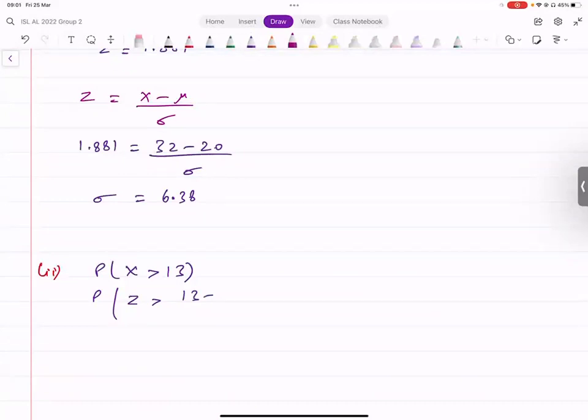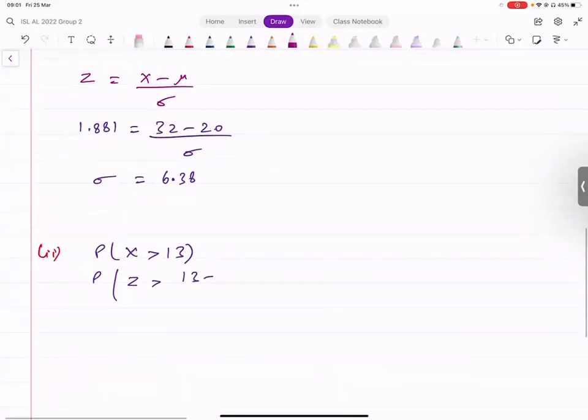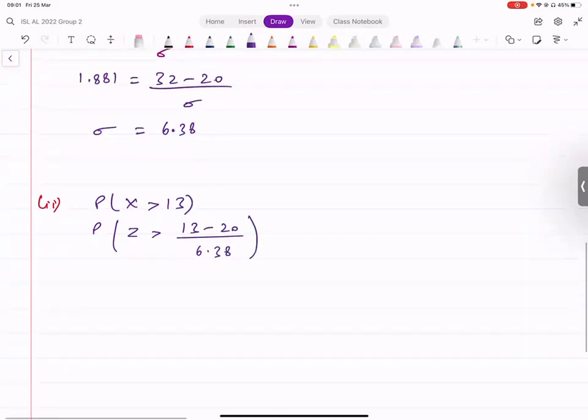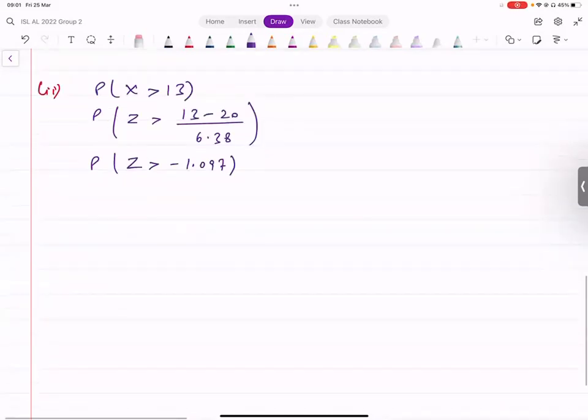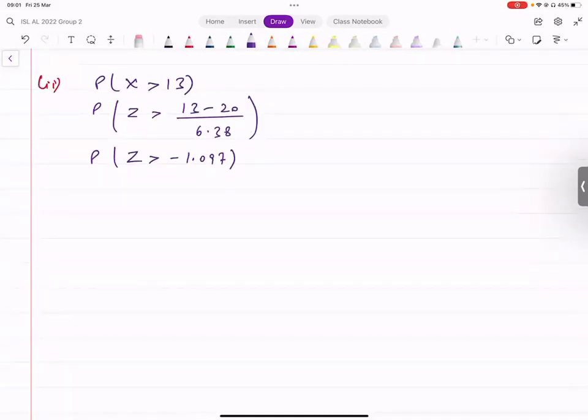Remember the formula, z equals x minus mu over sigma. So 13 minus the mean is 20 divided by sigma. We found that in the previous part, 6.38. ये आपके पास कुछ आ जाएगा यहाँ से, z greater than minus 7 over 6.38. Minus 1.097. ये आपके पास z आ गया. z should be greater than minus 1.097. What do we do now?